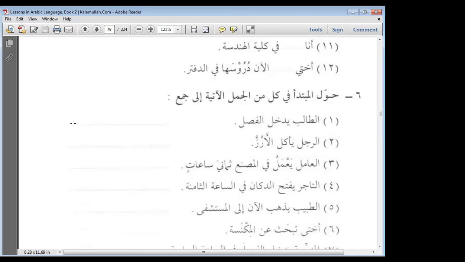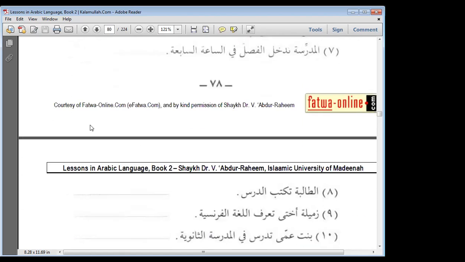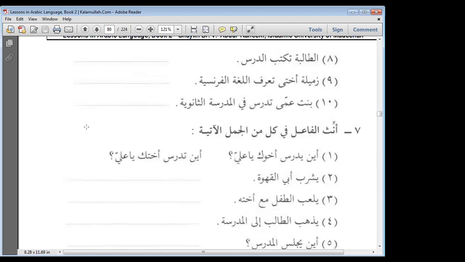Then we also looked at changing now from the singular present tense verb to the plural present tense verb. So we have from dakhala yadkhulu, yadkhuluna, okay? Yadkhuluna. Or if it's feminine, dakhala yadkhulu, yadkhulna, yadkhulna. Is feminine plural. So we look at all of that and some examples with respect to those.